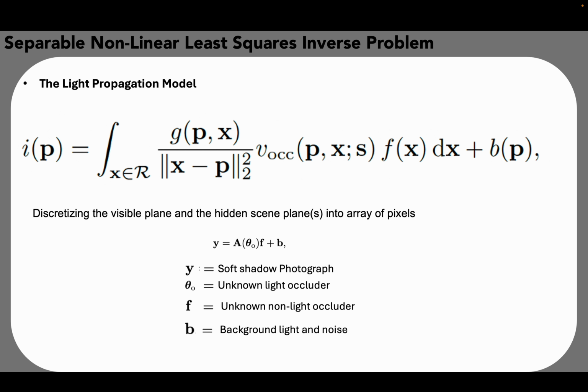By discretizing the visible plane and the hidden scene plane into an array of pixels, we arrive at a discrete forward model y equals A(theta) f plus b, where y is the soft shadow photograph captured on the visible wall, theta is the unknown light occluder, and y depends non-linearly on theta, f is the unknown non-light occluder, and y depends linearly on f, while b is the background light and noise.